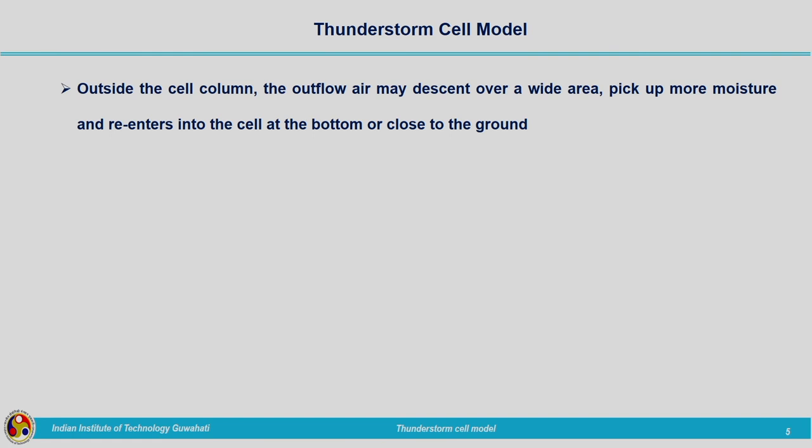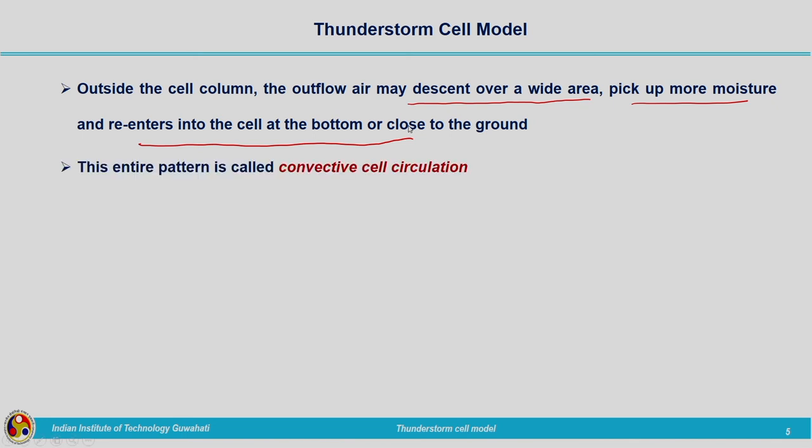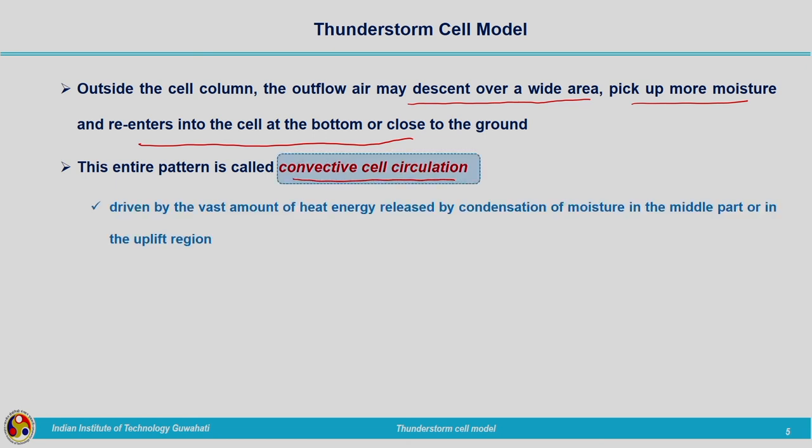Now, outside the cell column, what will happen? It will be descending, as I have already told, over a wide area. It will pick up more and more moisture and again enter into the cell through the inflow region close to the ground. This entire pattern is called convective cell circulation because the mechanism behind the lifting of air is convective lifting. While lifted up due to convective action, and as it moves up, the air becomes cool. Thus, there will be a release of a vast amount of heat energy by condensation of moisture within the uplift region.